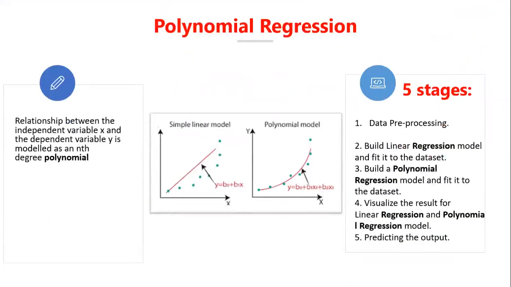Polynomial regression. The goal of polynomial regression is to model a non-linear relationship between independent and dependent variables. Polynomial regression has 5 stages. First is data pre-processing. Build a linear regression model and fit it to the dataset. Build a polynomial regression model and fit it to the dataset. Visualize the results for both. Polynomial provides the best approximation of the relationship between dependent and independent variables. Polynomial basically fits a wide range of curvature.